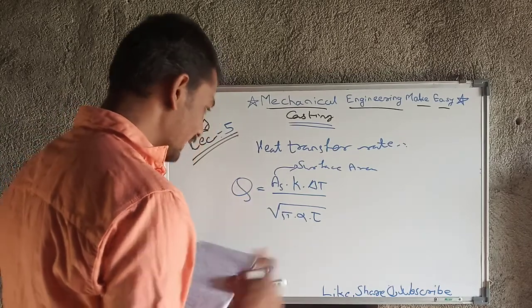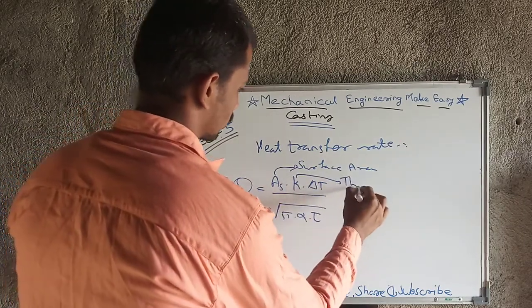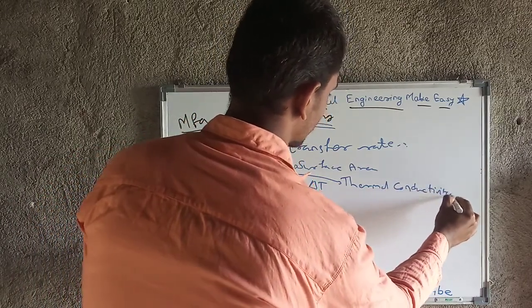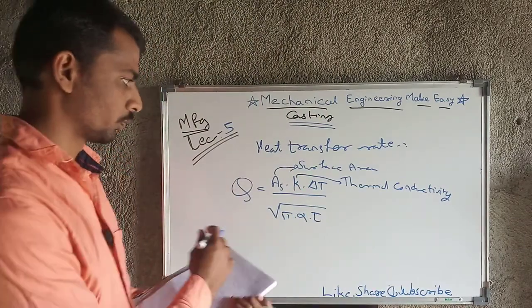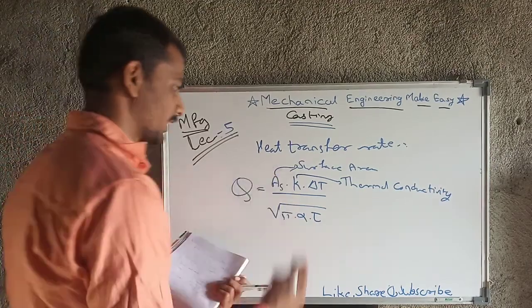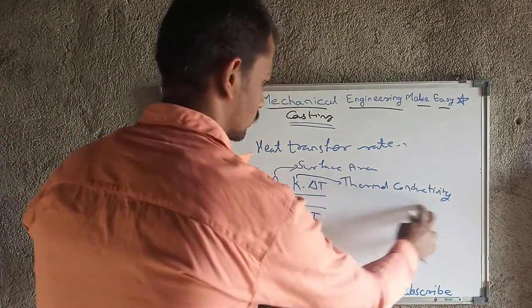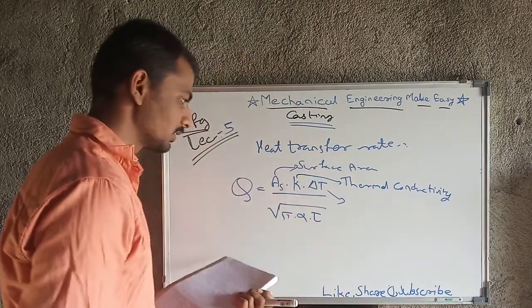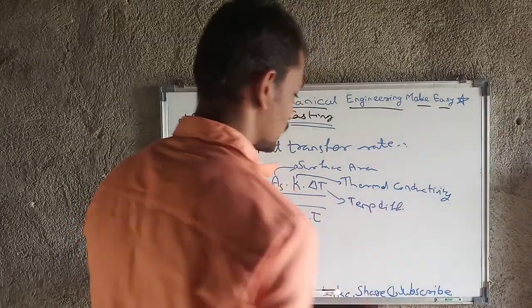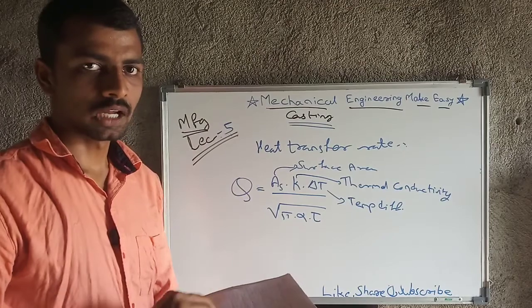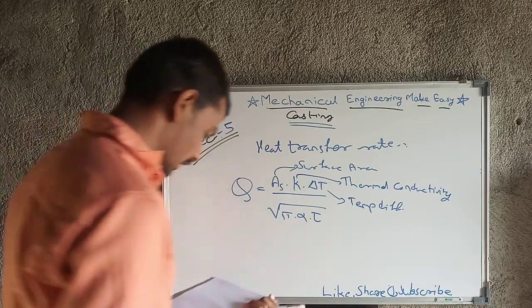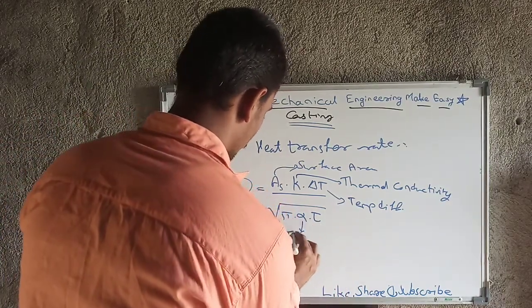Then K is thermal conductivity. What is thermal conductivity? We are going to take care of that in our heat transfer session, so watch that session also afterwards. Then delta T is nothing but the temperature difference. Temperature difference means the temperature that the casting has and the temperature that the surroundings have. And alpha is thermal diffusivity.